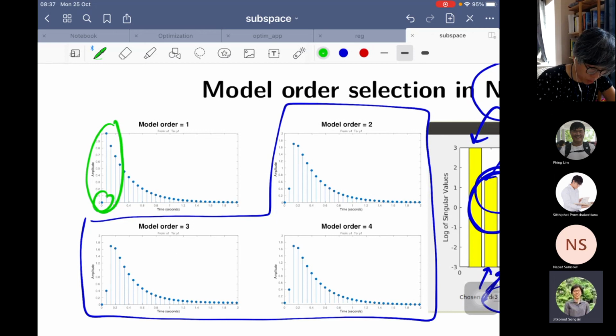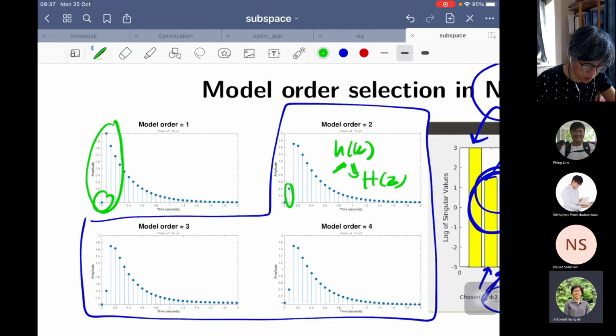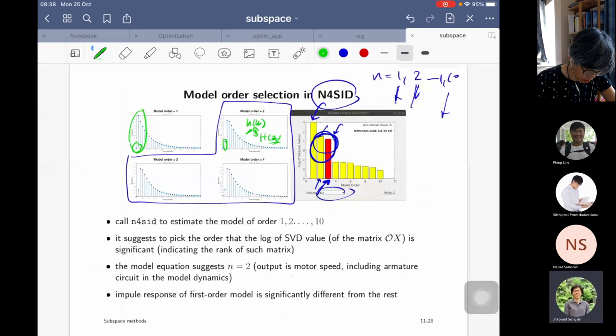You remember the impulse response? This is h of k. I plot the h of k. What is h here? The impulse response. This is the time domain in the discrete-time manner, when you take the inverse of the z transform from the transfer function in discrete time.